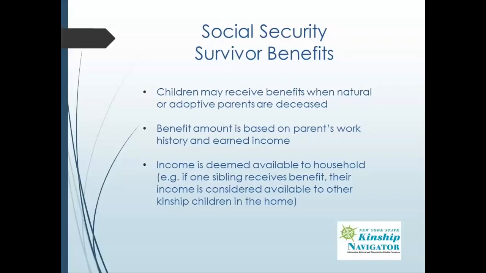Now, the big difference for this one is the income is deemed available. So if one child in the household is receiving Social Security survivor benefits, then that income is available to other children in the home. So if one child's receiving $1,000 a month in survivor benefits and a second child is not receiving anything, that second child would not be eligible for the non-parent grant because they would count both children's income.